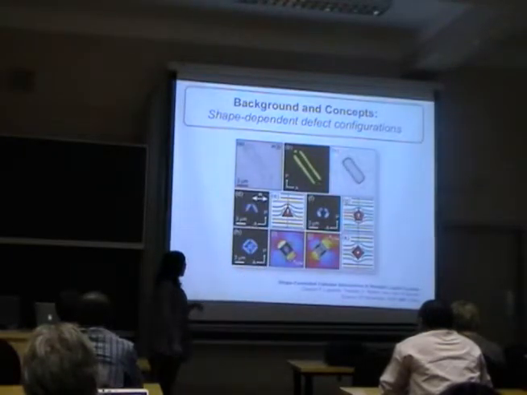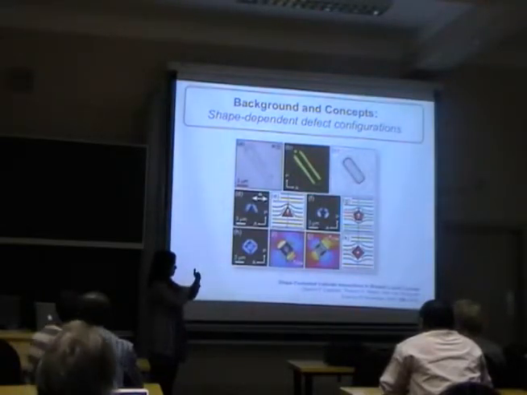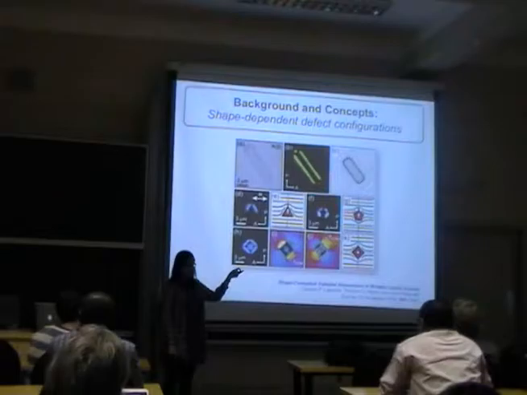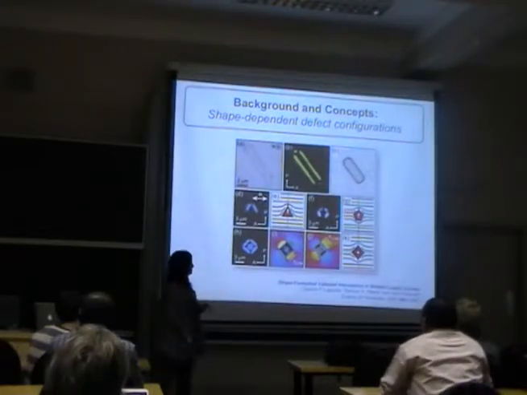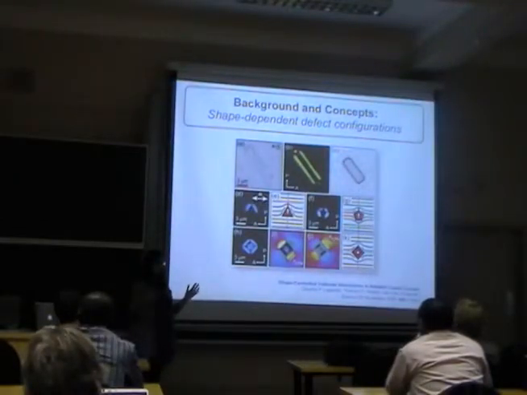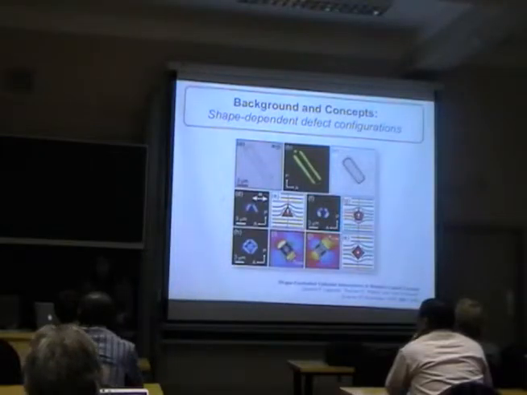And you can see that also for the square, where there is an even number of sides, there are two lines of symmetry, two planes of symmetry. And so that's why there's a quadrupolar director configuration. And so you can see here, this is the initial start of it, that the geometry of the colloid can determine the way in which defects will form in the liquid crystal field.